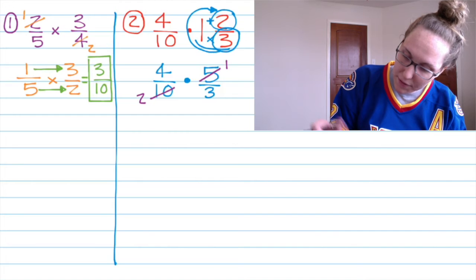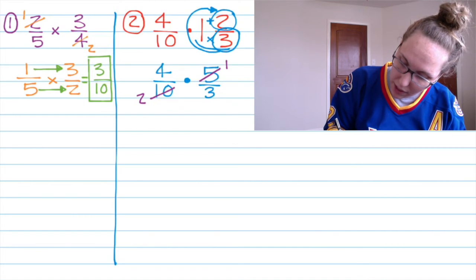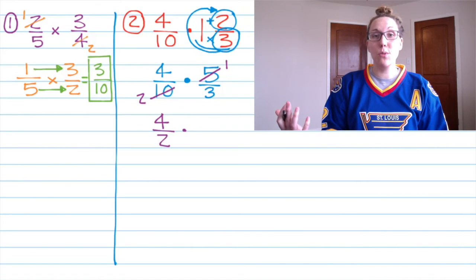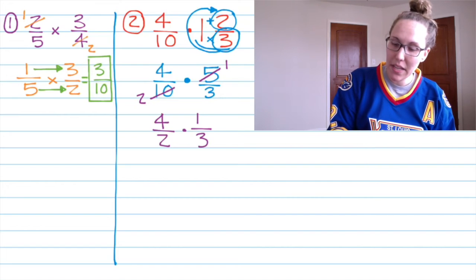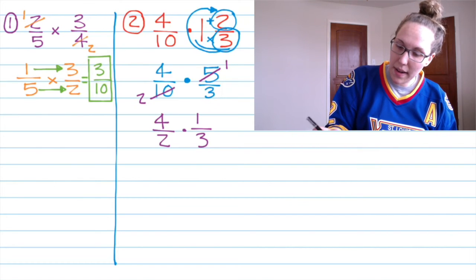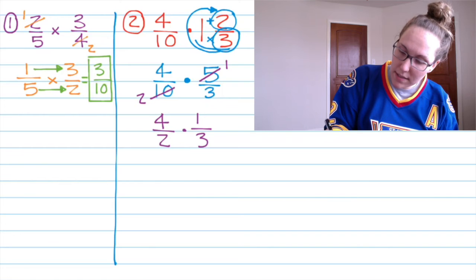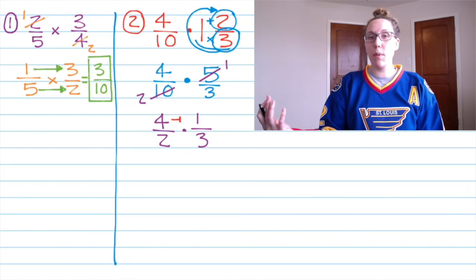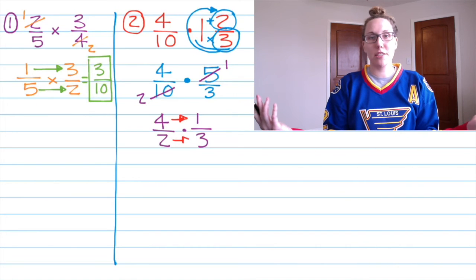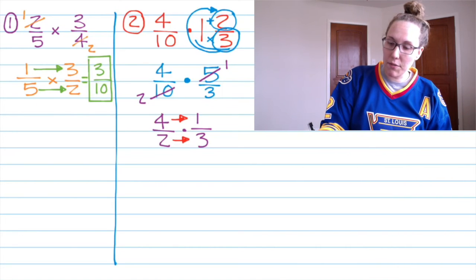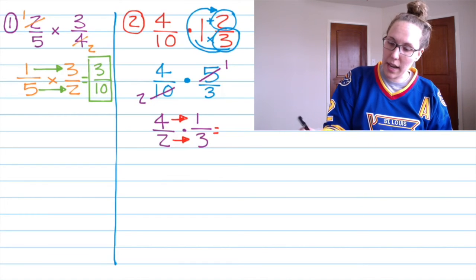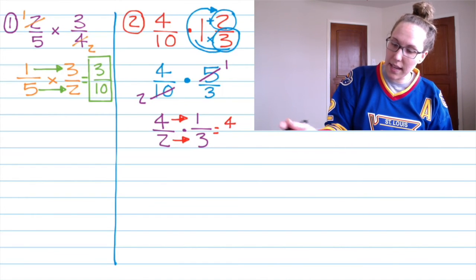We're going to rewrite first. So 4 over 2 times 1 over 3. Again, I got those new numbers because I simplified. And so now I can just multiply across. Super easy, because that's all we do when we multiply fractions. We're just multiplying across. That's all we're doing. And 4 times 1 is 4. 2 times 3 is 6.